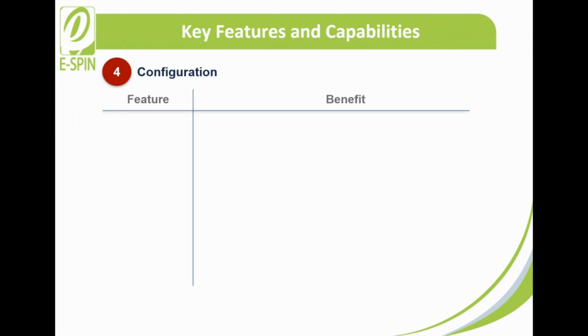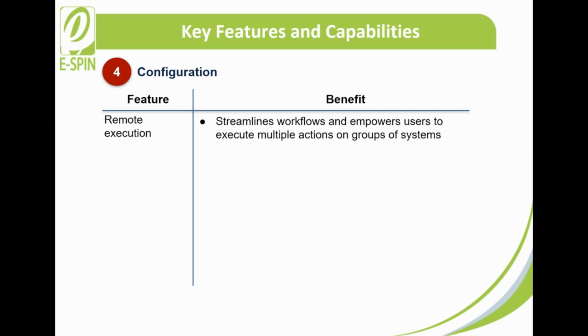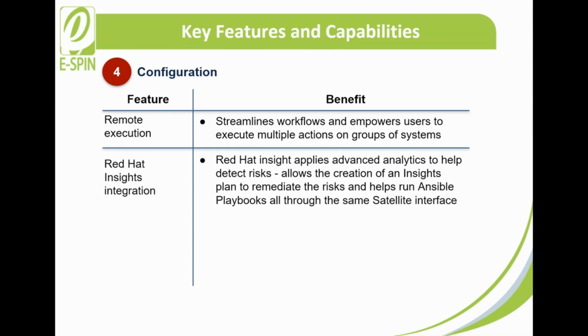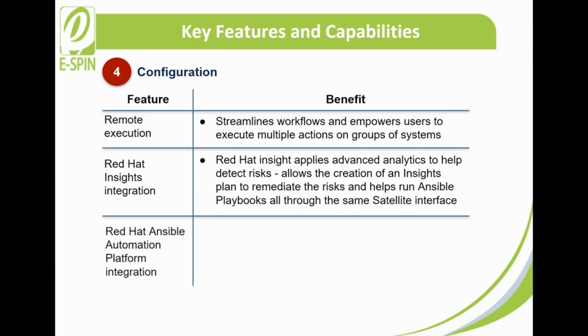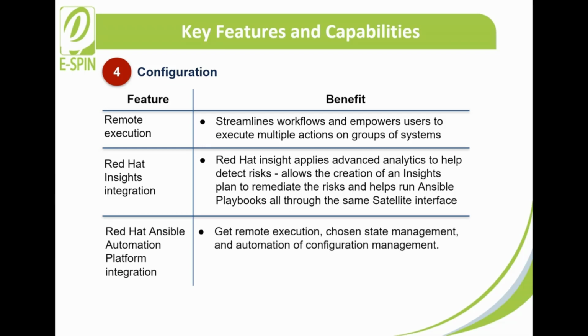4. Configuration. Remote execution. Red Hat Satellite streamlines workflows and empowers users to execute multiple actions on groups of systems, such as initiating system reboots following patch installations, and performing rolling upgrades across extensive sets of systems. Red Hat Insights integration. Red Hat Insights applies advanced analytics to help detect risks, allows the creation of an Insights plan to remediate the risks, and helps run Ansible playbooks all through the same Satellite interface. Red Hat Ansible Automation Platform integration. With this integration, users are granted remote execution, desired state management, and automation of configuration management.